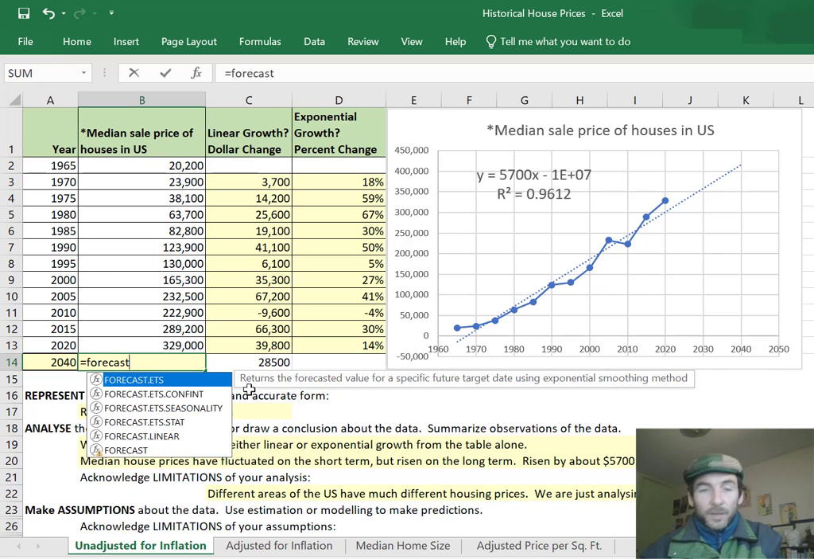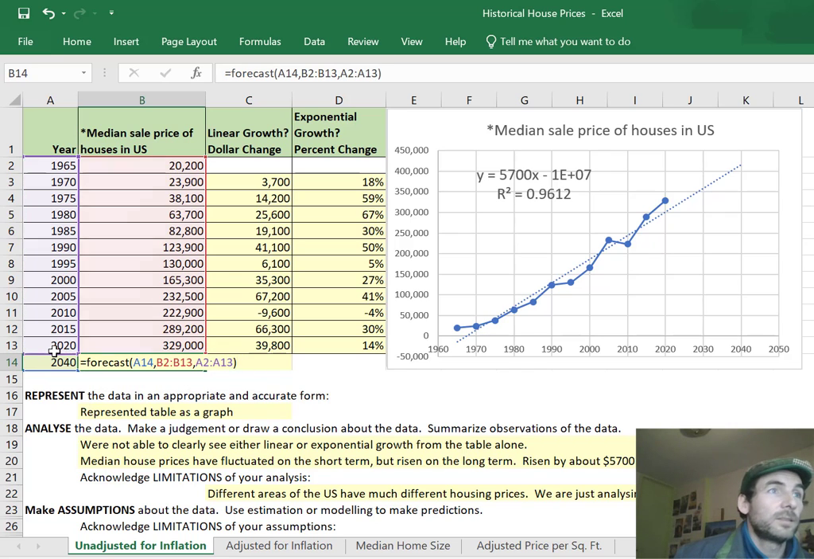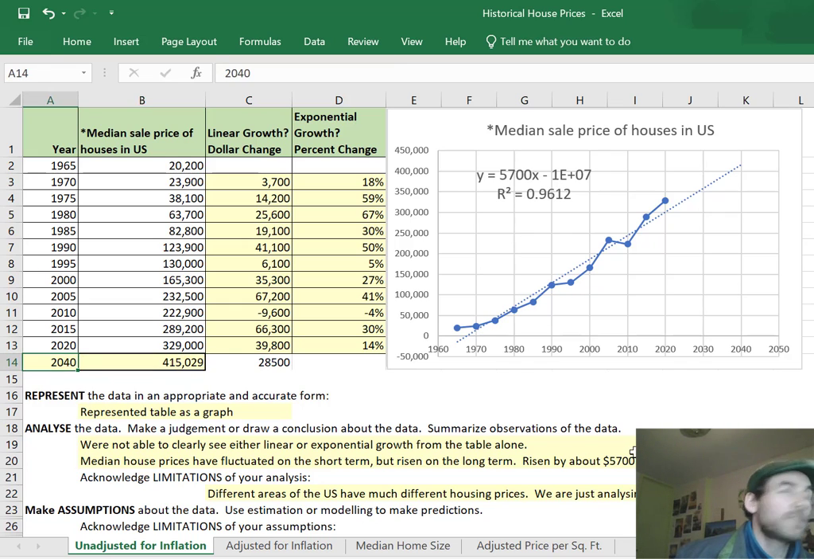FORECAST, and then parenthesis. And then you're going to click here for whatever's in this cell. In this case, it's 2040. And then comma, and then we're just going to highlight all of the Y's. And then comma, and then we're going to highlight all the X's. And then close parenthesis, and then press enter. And the 2040 prediction, the forecast, is $415,000, right? And I can change this cell to maybe be 2030 if I want, and that'll say 357,000, right? Or I can change it to 2025, and it'll be 329.